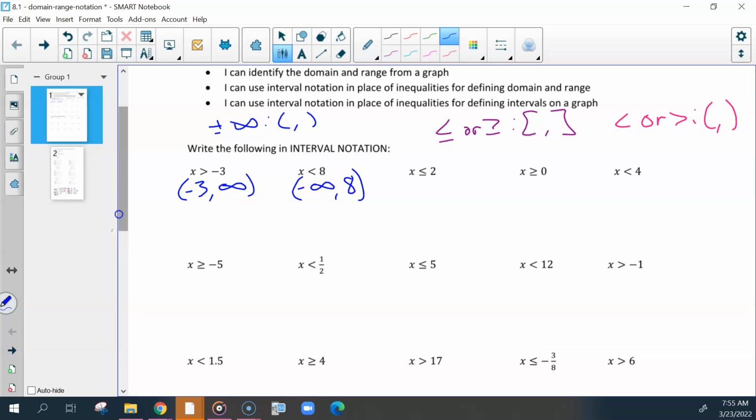For x is less than or equal to 2, it's very similar to that last one. It's going to keep going to the left, so it's going to start at negative infinity. It's going to stop at 2. But because this is included, it's equal to, it's going to have a bracket.